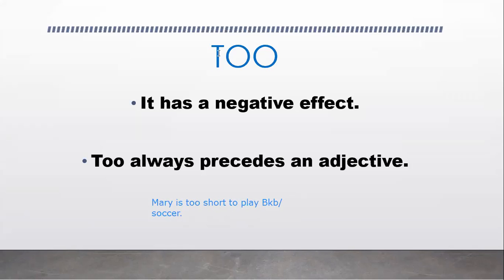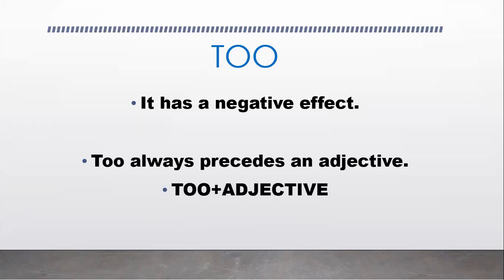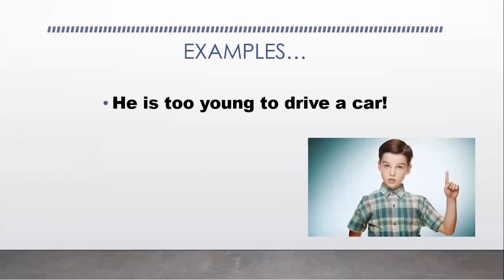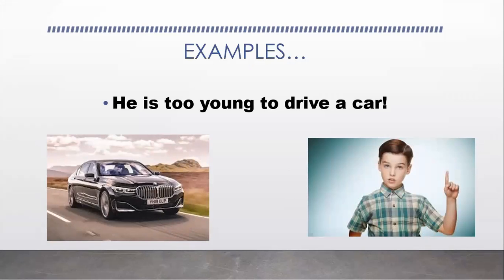Exactly. Thank you, Valeria and Danny. Go ahead. Continue. Too plus adjective. Simple. This is the formula or the structure. Examples. He's too young to drive a car. Imagine he is Michael. Michael is very young. And what happened to him? He wants to drive the BMW car. BMW, one of the expensive cars.